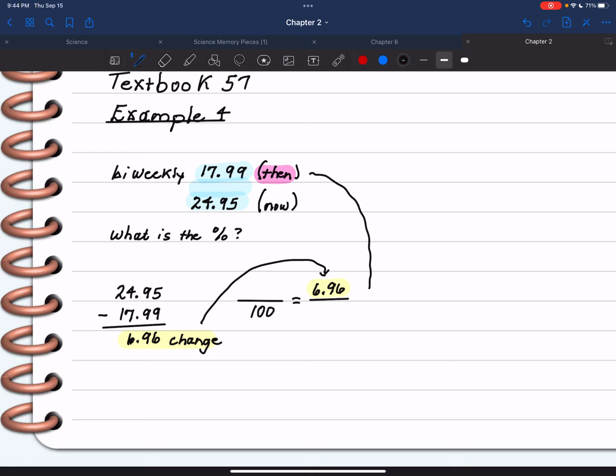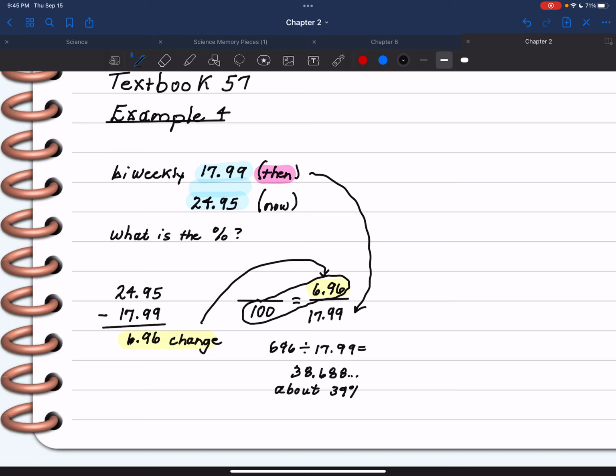I'm going to bring that down right here, $17.99. And here we go. The peanut this time is right here. So we have 6.96 times 100. That's 696. Divided by 17.99, the number that's not in the peanut. And that will be, it's ugly, but that's okay. It's 38.688 and then some more stuff. So I'm going to say about 39%.